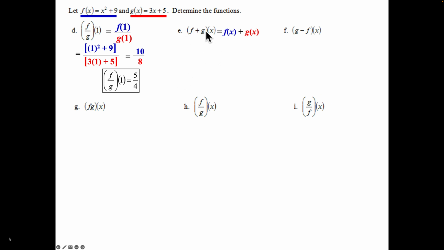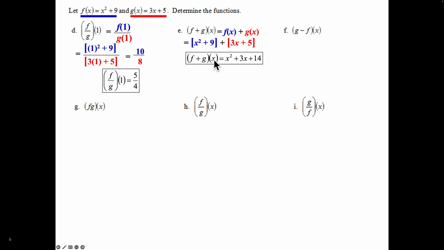Now, f plus g of x, they don't give us a number, so now we've got to keep everything in like terms. So f of x is x squared plus 9, g of x is 3x plus 5. We're going to add them, so we don't need the brackets. Again, I use those to set it up. The only like terms we have are 9 and 5, which will become 14, so my final answer is x squared plus 3x plus 14.